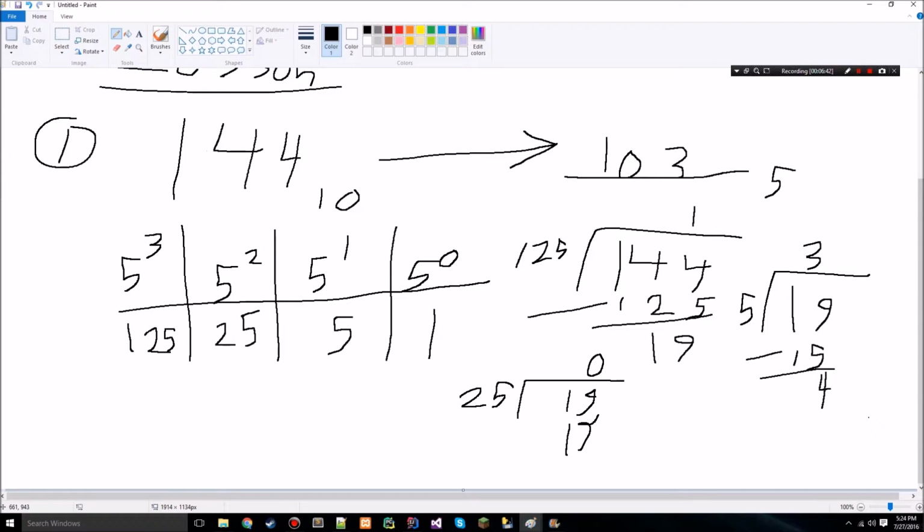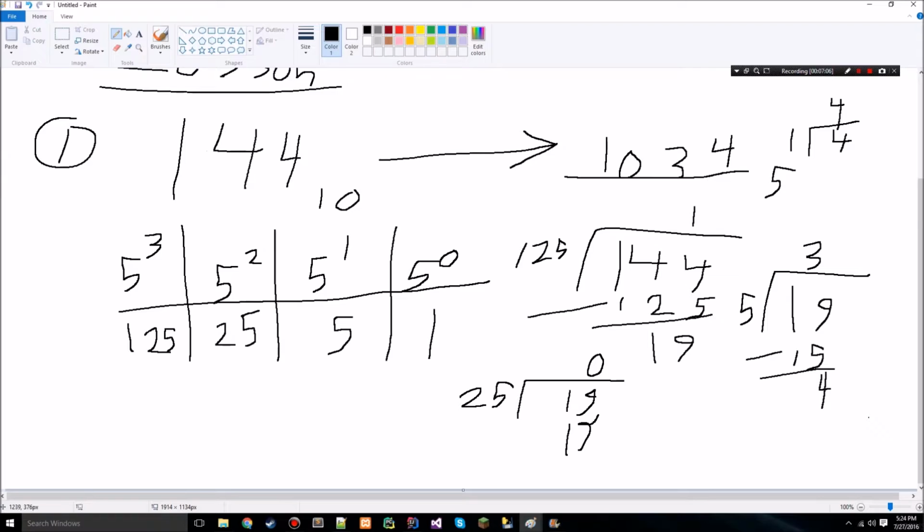So now our remainder is 4, so we do 4 divided by 1, and 4 divided by 1 is 4. So our answer, 144 base 10, equals 1034 base 5.